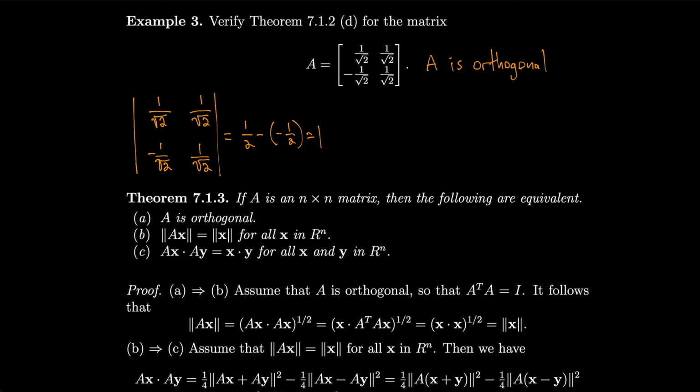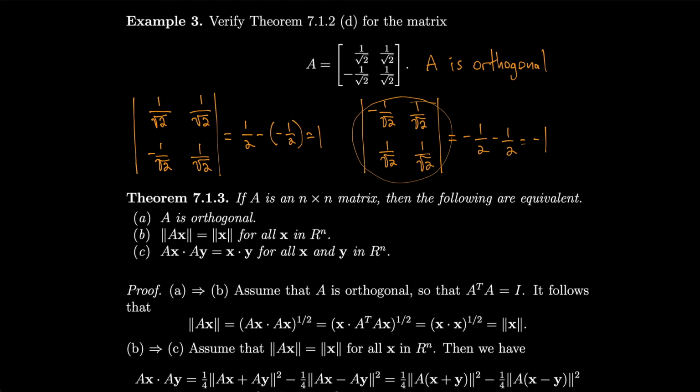If you were to swap the rows, so if I was to write minus 1 over rad 2, 1 over rad 2, 1 over rad 2, 1 over rad 2, I just interchange the first and second rows, and I take the determinant, I would get minus a half, so it would be minus 1. And notice this matrix is also orthogonal.